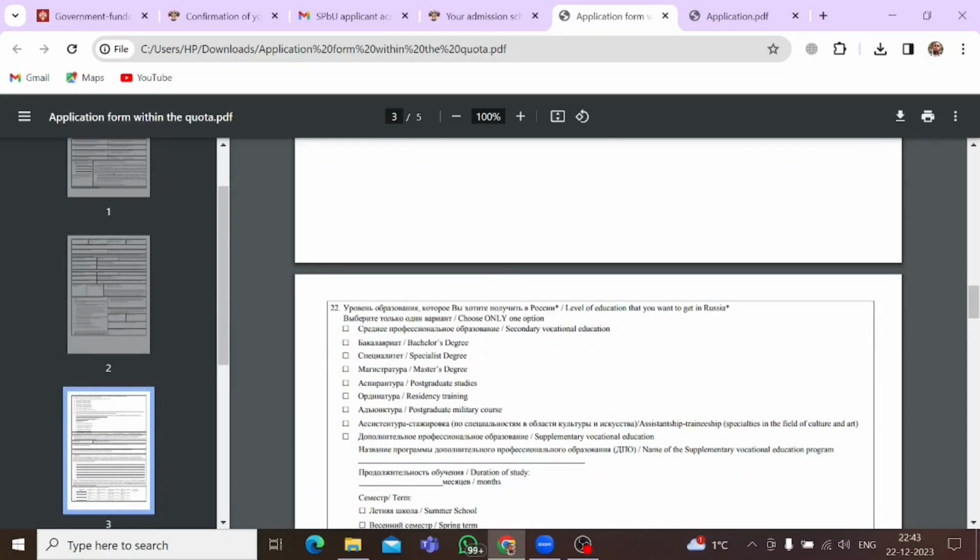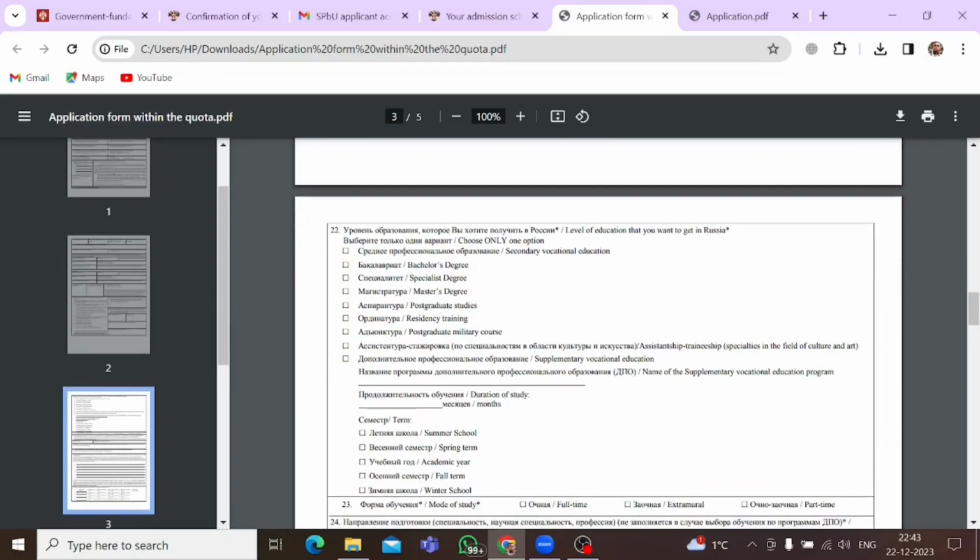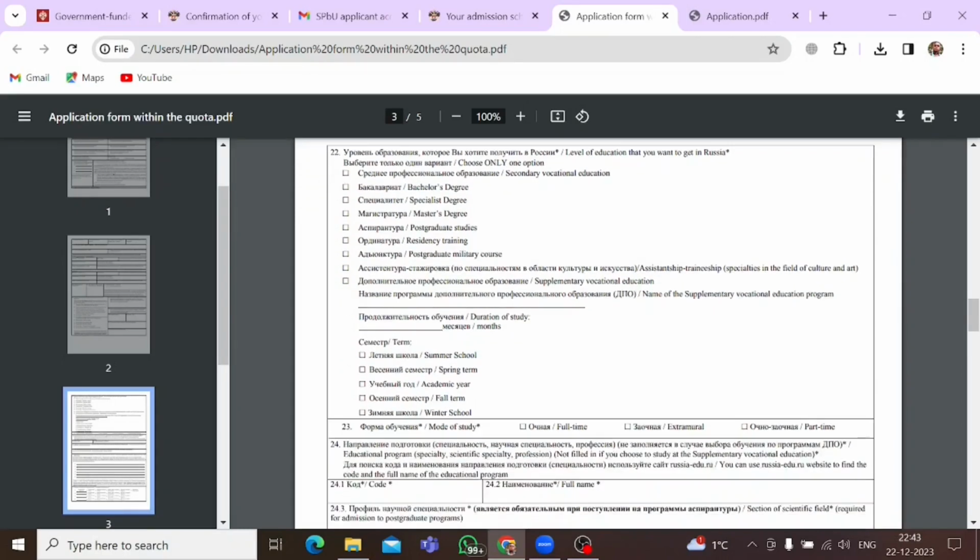Now, this one is: what do you want to study in Russia? Are you applying for a bachelor's degree, a specialist degree, master's degree, postgraduate, or even residency? This is where you should tick it. And leave all of this empty. If you tick any one of these, do not write anything in here.